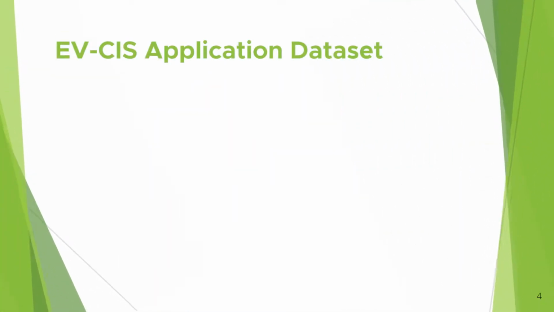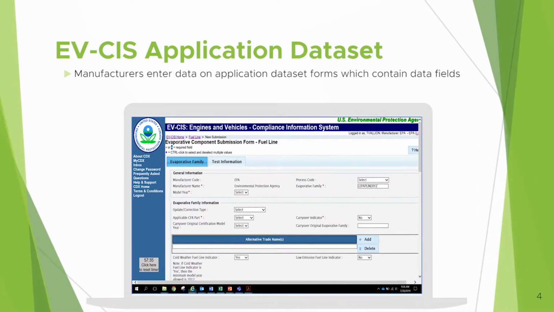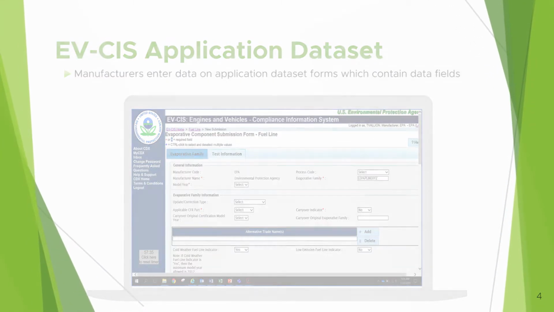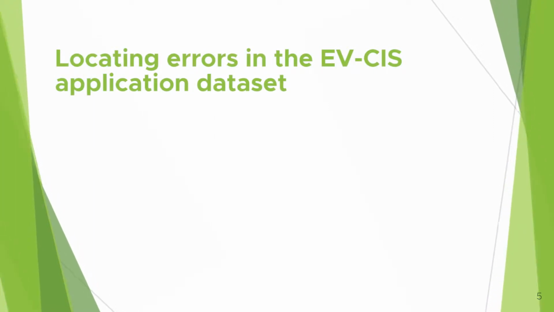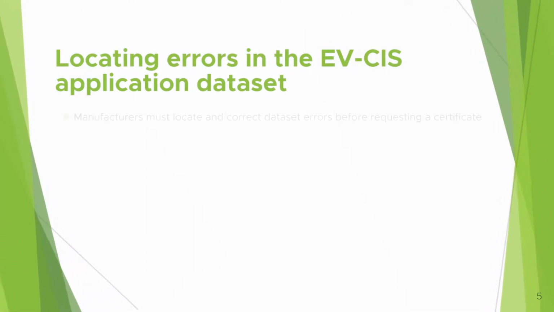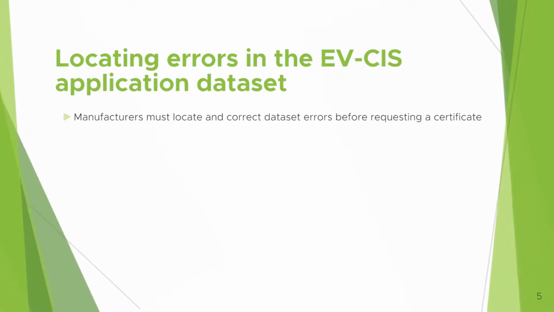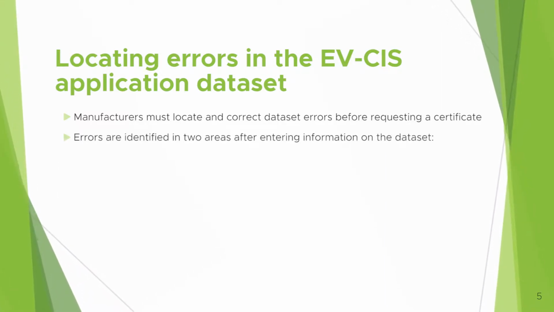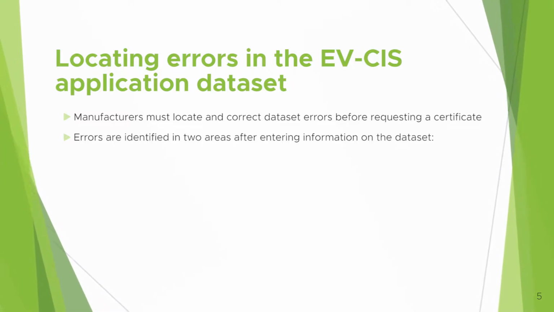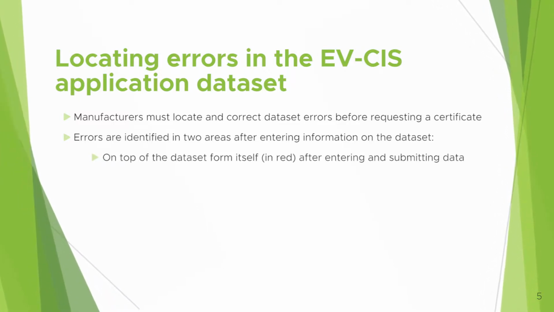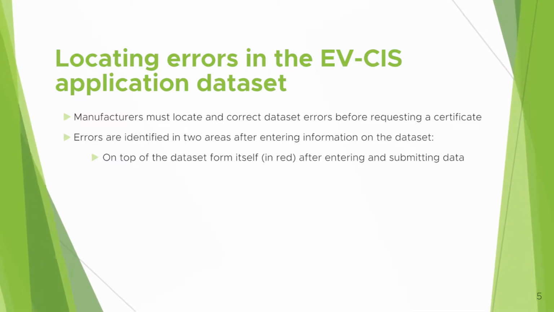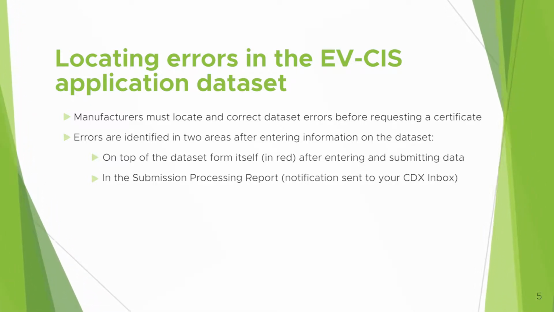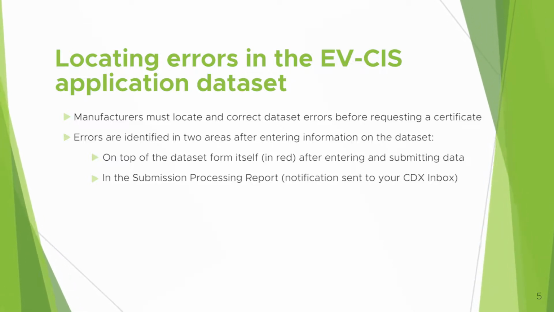EV-CIS application dataset. All manufacturers must enter data on application dataset forms which contain data fields. Locating errors in the EV-CIS application dataset. Manufacturers must locate and correct dataset errors before requesting a certificate. Errors are identified in two areas after entering information on the dataset: on top of the dataset form itself, in red, after entering and submitting data, and in the Submission Processing Report. A notification will be sent to your CDX inbox.